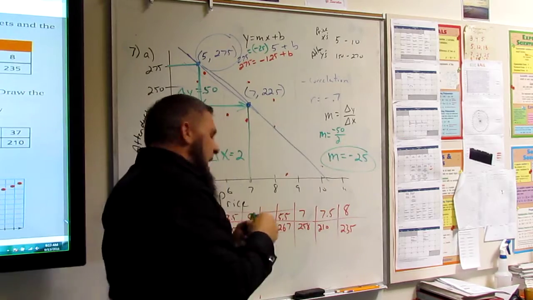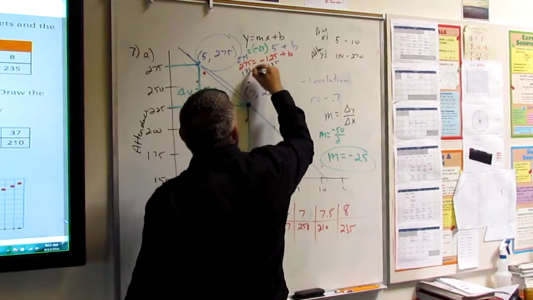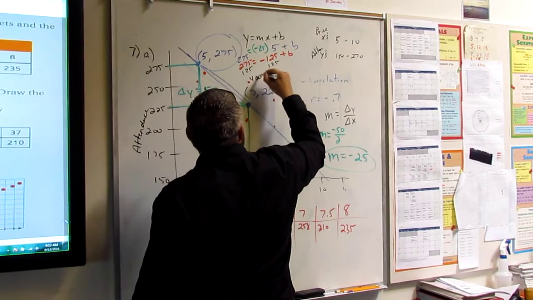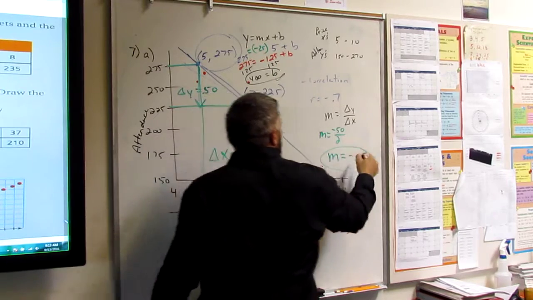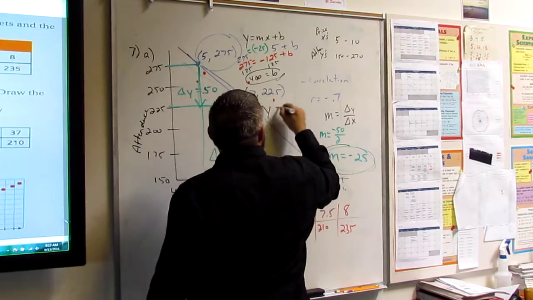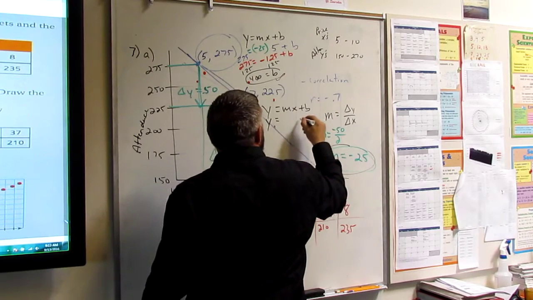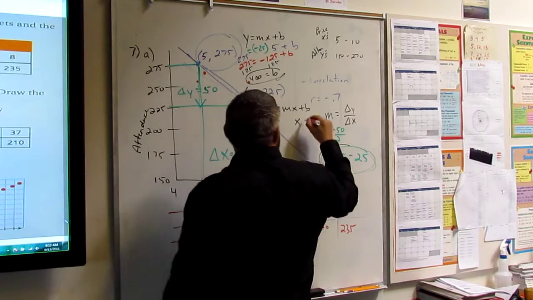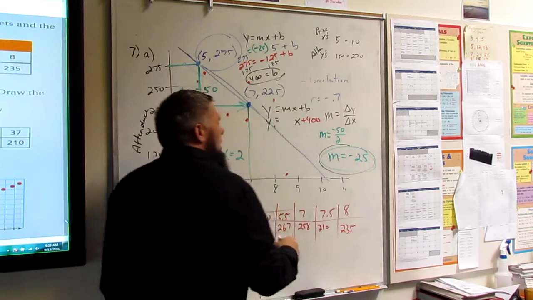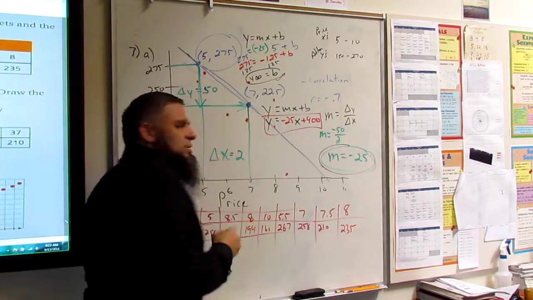And so what I do is I add 125 to both sides, and I get 400 is equal to b. I know b, I know m, I know y equals mx plus b, and I just plug in. My b is plus 400, and my m is minus 25. And that is the equation of a line.